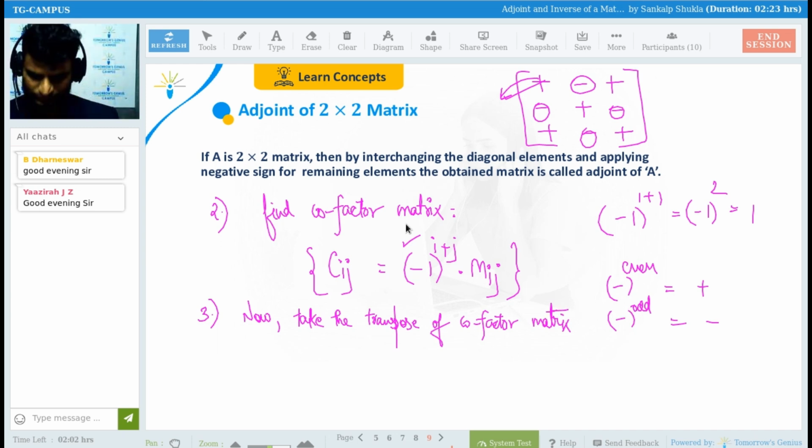So now take the transpose of the cofactor matrix. Okay, so these are the three simple steps in order to find the adjoint of any matrix, whether it is 2 cross 2 or 3 cross 3. Yes, this is the method that you have to follow.